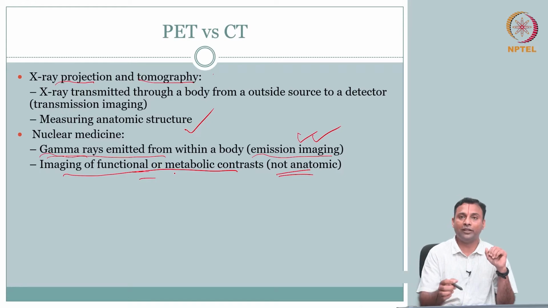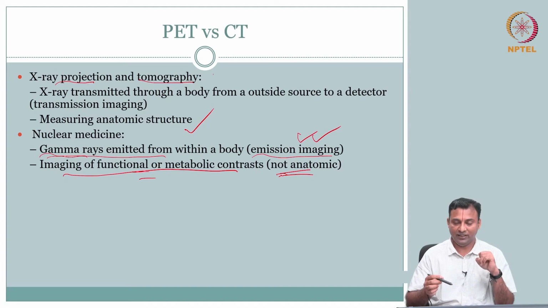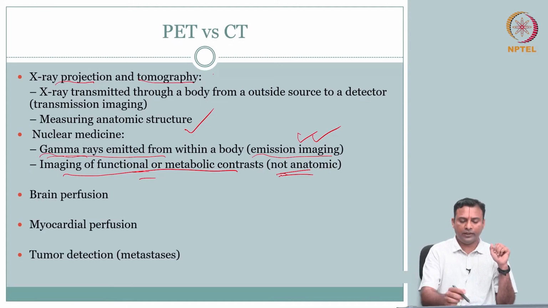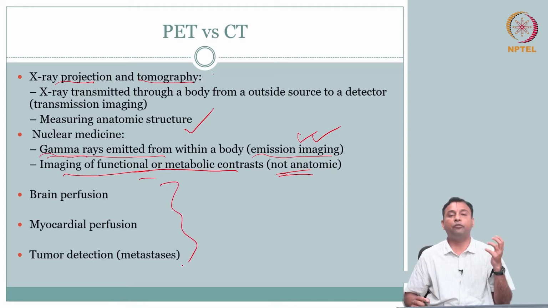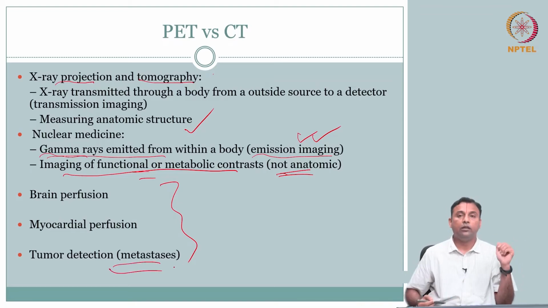You are not going to measure the tumor size based on this image. For that we can use CT. To capture the activity of the tumor, you can use PET. How metabolically active the tumor is, you can catch from PET. There are several other applications, such as brain perfusion and myocardial perfusion. This is another important one.